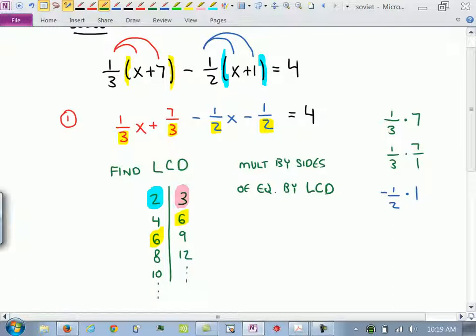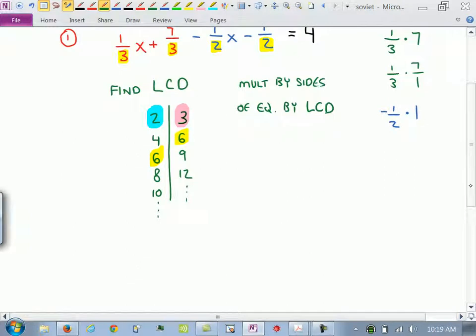So watch what I'm going to do and try and get this all to fit here. I'm going to take the problem that I have right up there: 1/3 x plus 7/3 minus 1/2 x minus 1/2 equals, I'm going to leave a little space here and put a 4. That's just the problem I had up above, right? I'm going to multiply both sides by 6. So what I need to do is put the entire left side in parentheses and put a 6 out front.